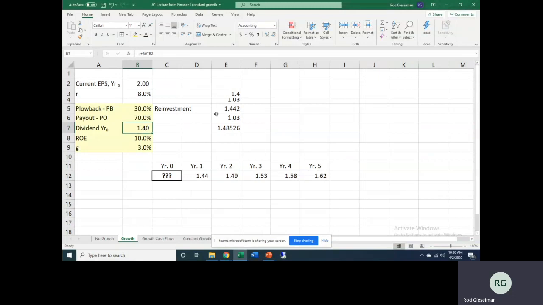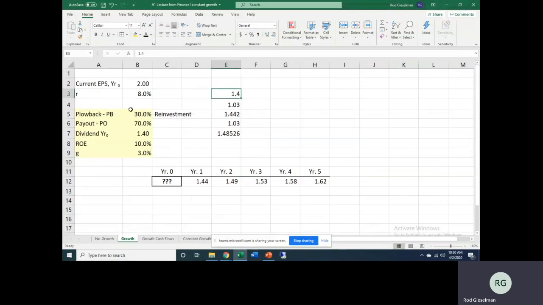We can calculate their dividend for year one by taking the year zero dividend of $1.40, multiply that by 1.03, which would be 1 plus the growth rate. Again, the 1 preserves the prior year's dividend. The 0.03 adds the growth. By doing that, we would come up with a dividend of $1.44 for year one. If we grow it by 3% again, you'd have $1.49 for year two, and you can continue that forward.